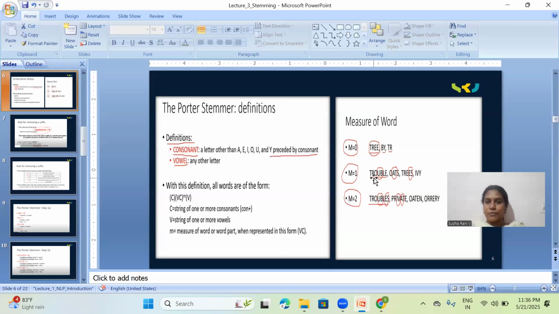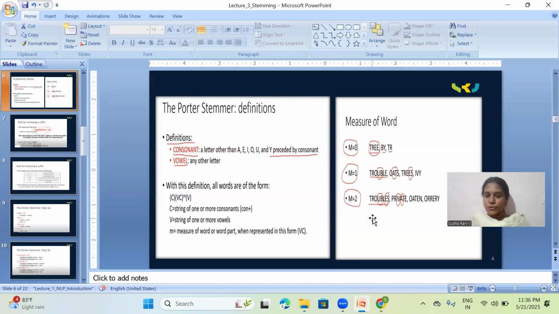You may get a doubt: in trouble we get VC, in oats we get VC, in trees we get VC, so M equal to 3? No. In a single word the combination is repeating only once. This is another word, and this is another word. If you take different words, the combination occurs only once, so M equals 1.